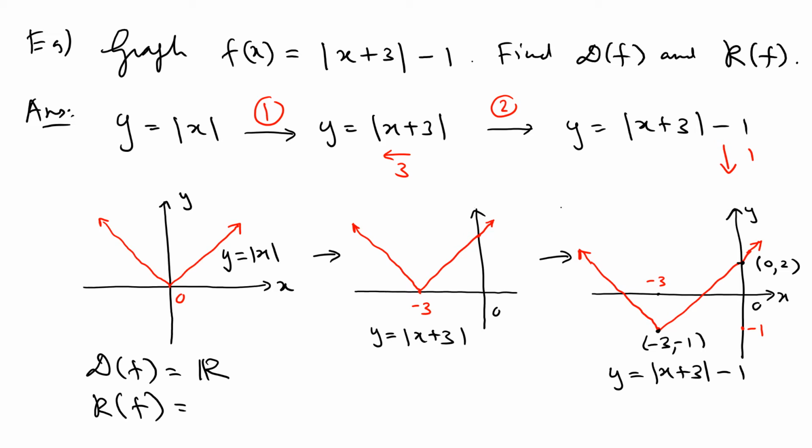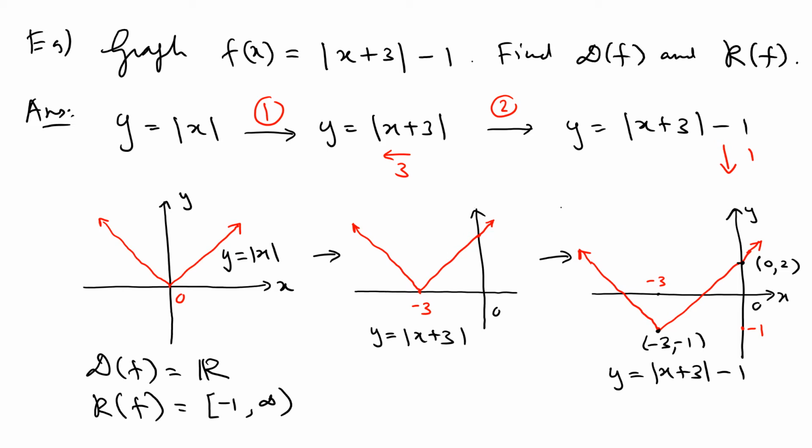What's the range? You can see you move down, so there's a vertical change now. The smallest value is negative 1, and then you have any other larger value. So it starts at negative 1 and goes all the way to infinity. That is the range of this function.